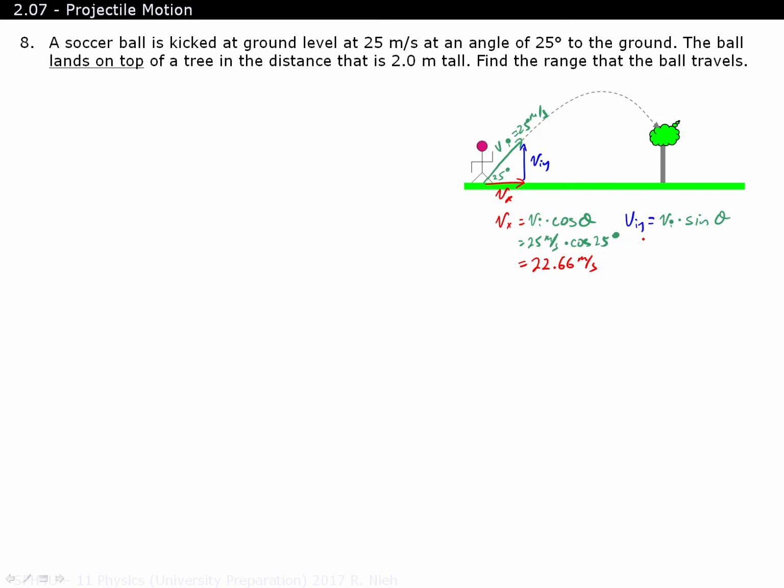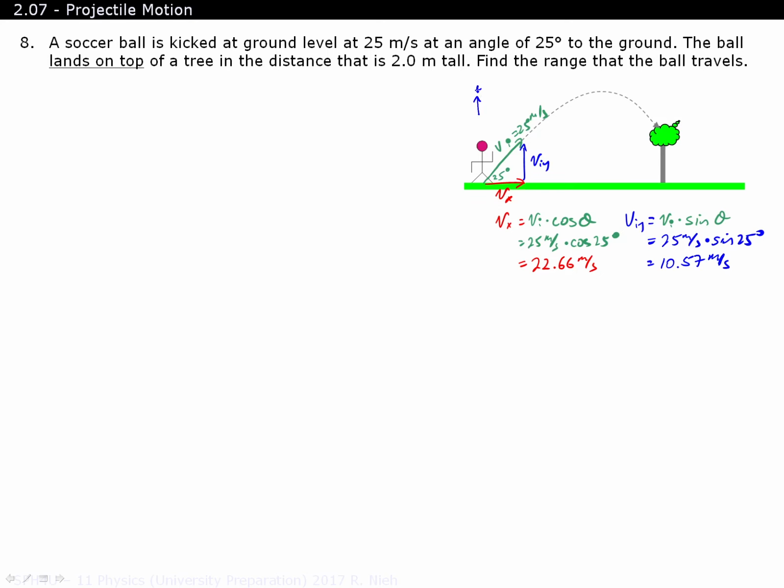We could carry more, but you'll find out that it's becoming less and less computationally efficient as you're going to round anyways. All right, so VIY is equal to 25 meters per second times the sine of 25 degrees. 25 times sine of 25 gives us 10.57 meters per second. Okay, and that's sufficient.